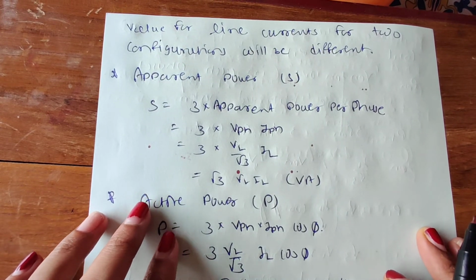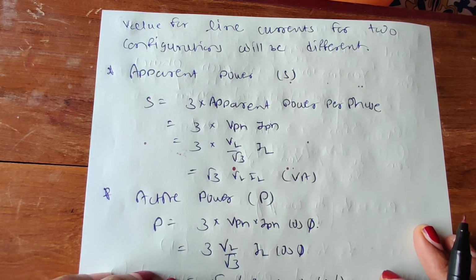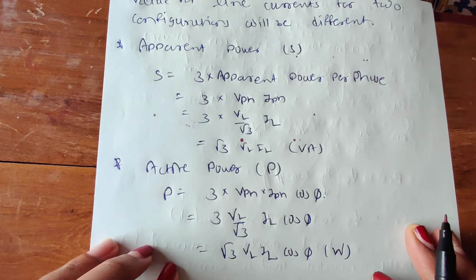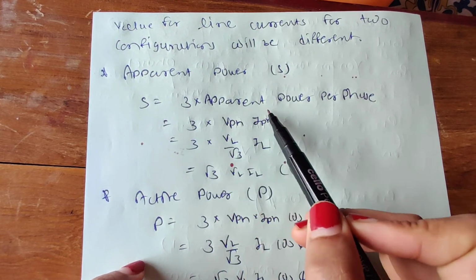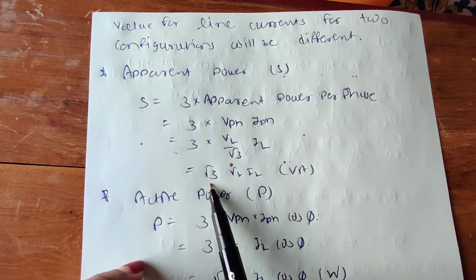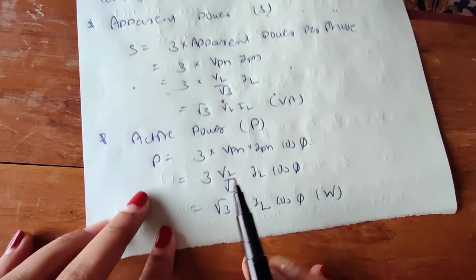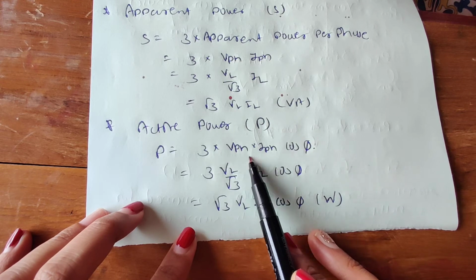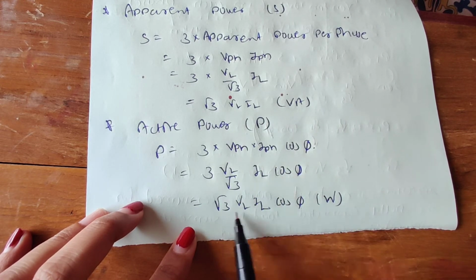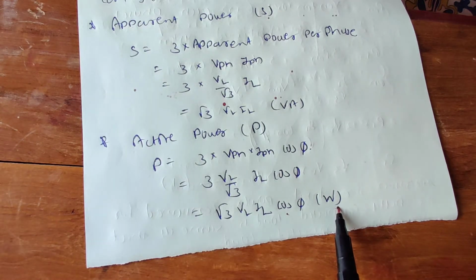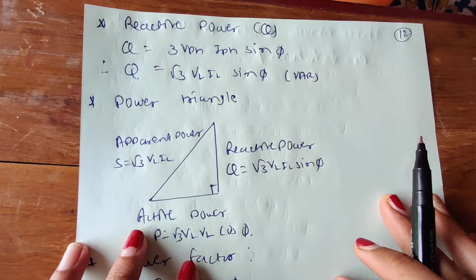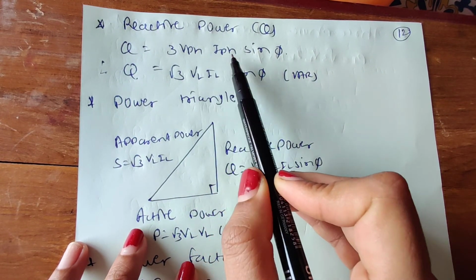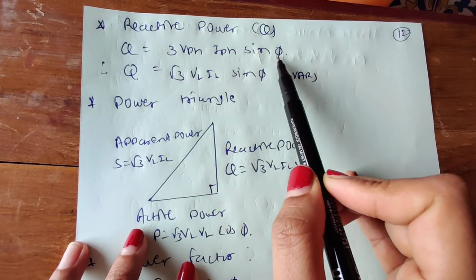Now for the power relation, one needs to consider the apparent power value and the active power value. The apparent power S is nothing but 3 times the apparent power per phase, so it is equal to root 3 VL IL volt ampere. Active power P is 3 VPH IPH cos phi, measured in watts. Now the reactive power Q is equal to 3 VPH IPH sin phi.